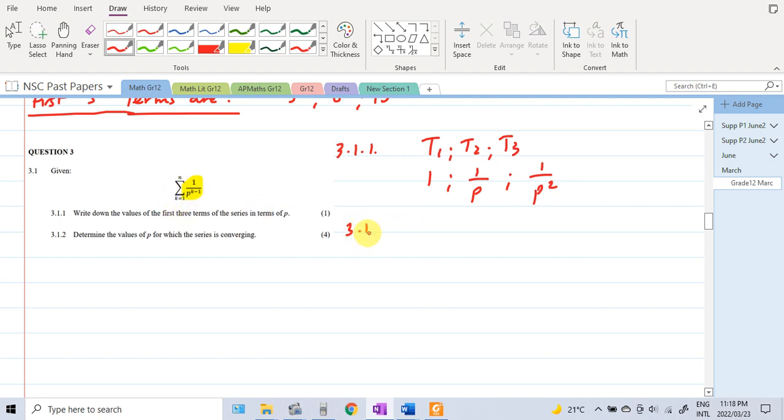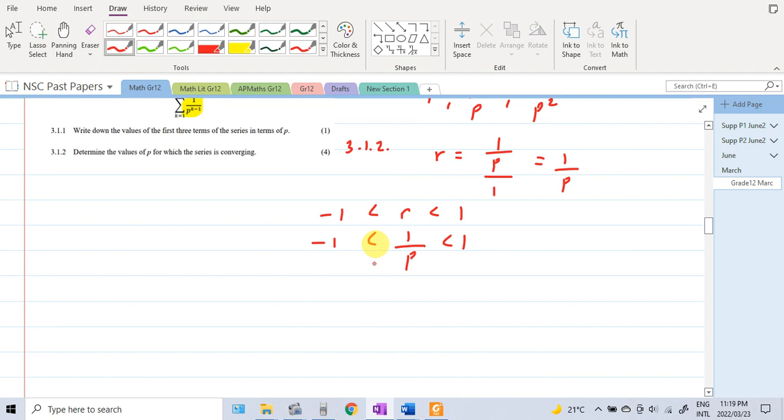So 3.1.2, determine the values of p for which the series is converging. So we have a common ratio, which is 1 over p divided by 1, just 1 over p. It converges when minus 1 is less than r is less than 1. So the value of r is 1 over p, so minus 1 is less than 1 over p is less than 1. Now how are we going to solve this inequality?